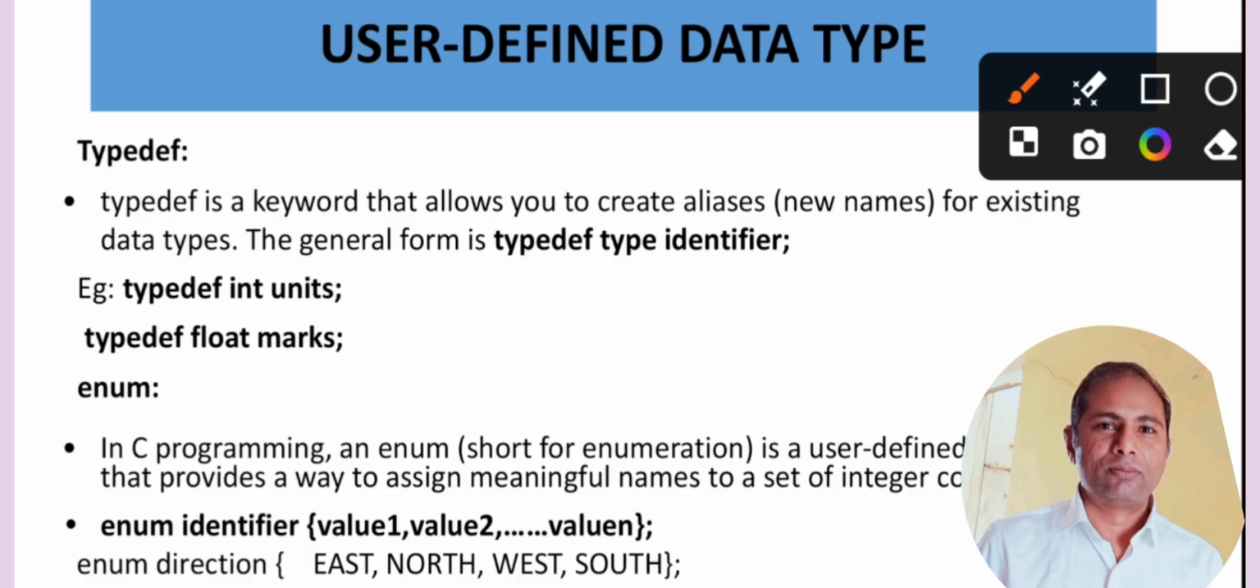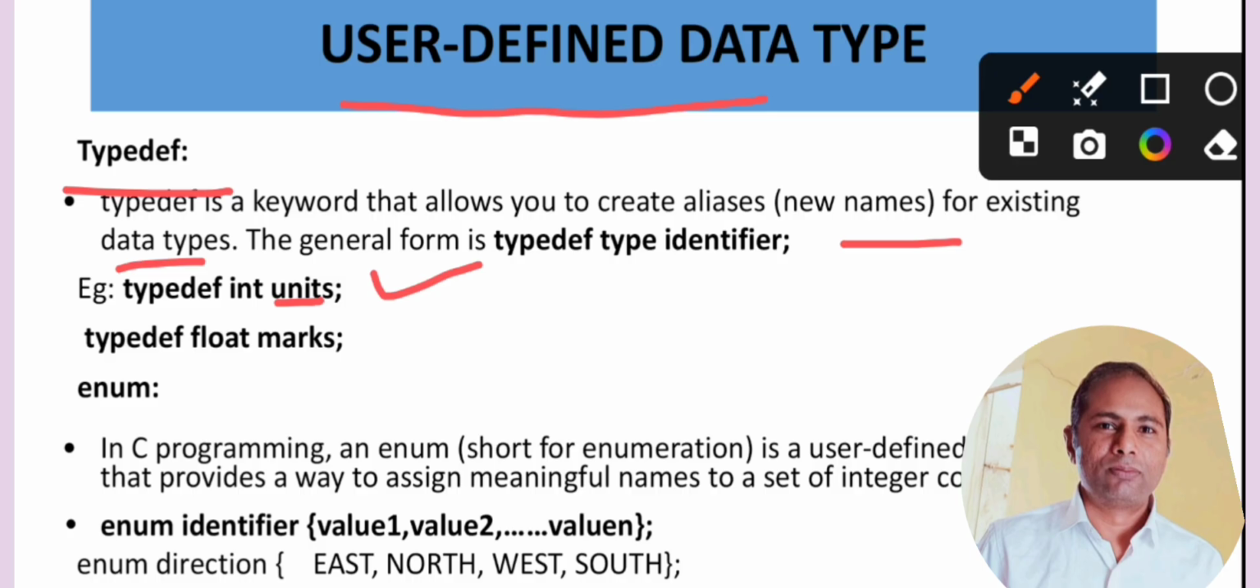Now what are the user defined data types? User defined means some power has also been given to the user so that he can define some data type. One is typedef. What is the meaning of typedef? Typedef is a keyword that allows us to create an alias name. We can create any other name for any data type. For example, if I write typedef int units, now I can use int by the name units.